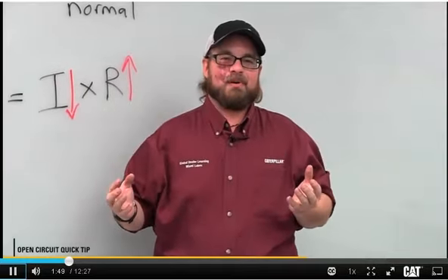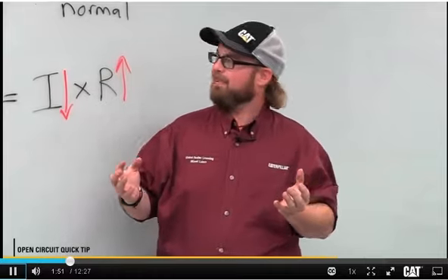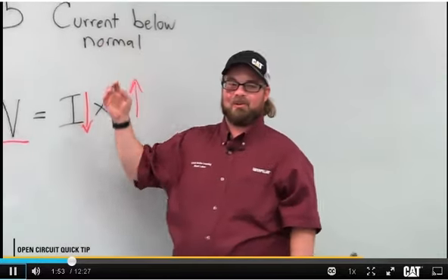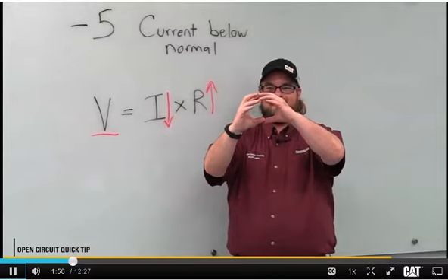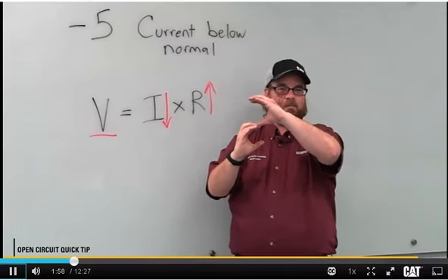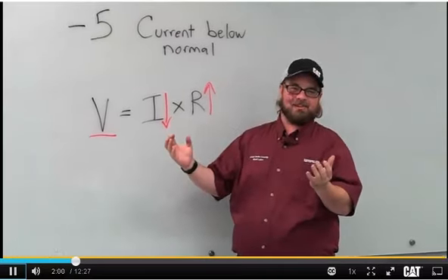I like to come up with interesting ways of remembering things. -5, current below normal. Think about that completed circuit. When we break the circuit, make an open, a -5, that's current below normal.